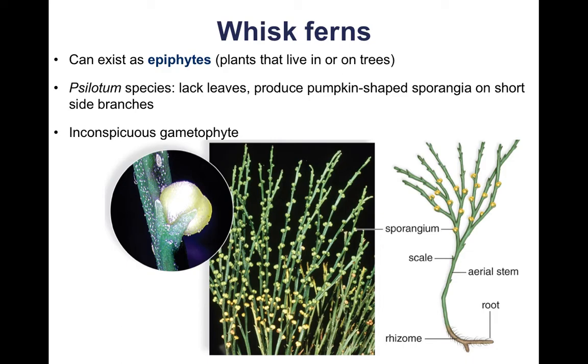So this is called Psilotum. This actually lacks leaves. So it's all stem, but it does have a true root and true vascular tissue. And it has a very inconspicuous gametophyte. Sporophyte is dominant. And it produces the sporangia on these little side branches, and they're like little pumpkin-shaped sporangia, which will then go on to form the spores.